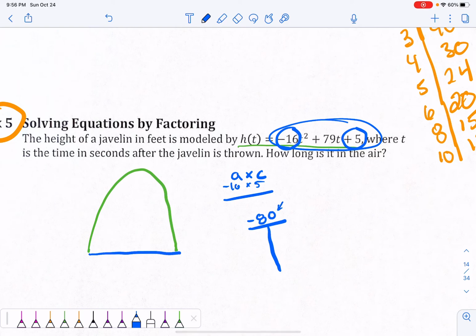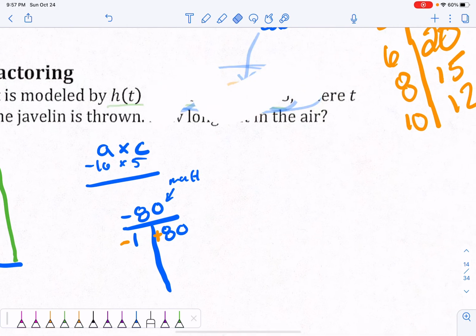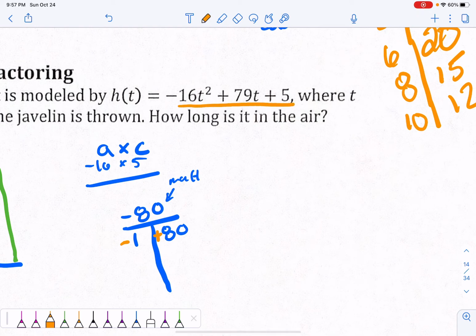And then I want to multiply to get negative 80, but when I add them, give me a positive 79, okay? My first option is always to do 1 and 80, and I think that's the combination that we actually want. So I want a positive 79, so that means the 80 has to be positive and the 1 has to be negative. So I'm going to erase all my junk here, and then we're going to write them as 4 pieces. We start with negative 16t squared, then plus 5, and this guy's going to separate into 2 pieces: minus 1t plus 80t, and then we factor by grouping.